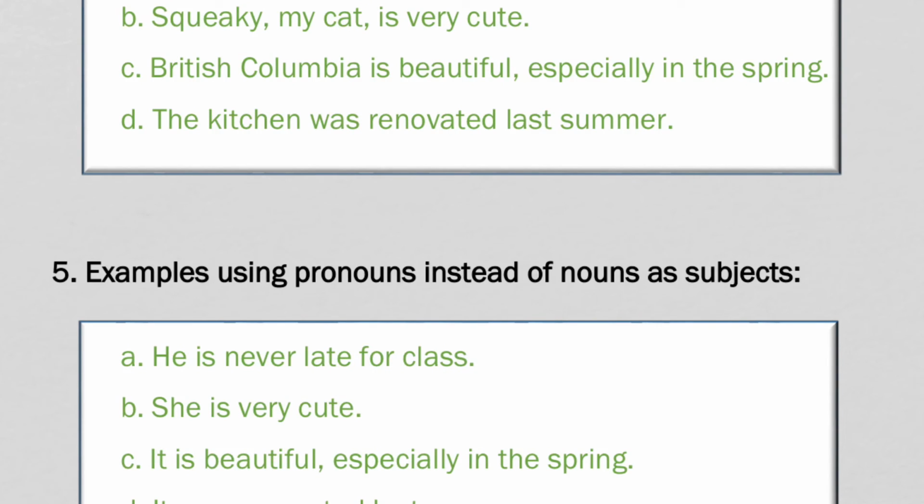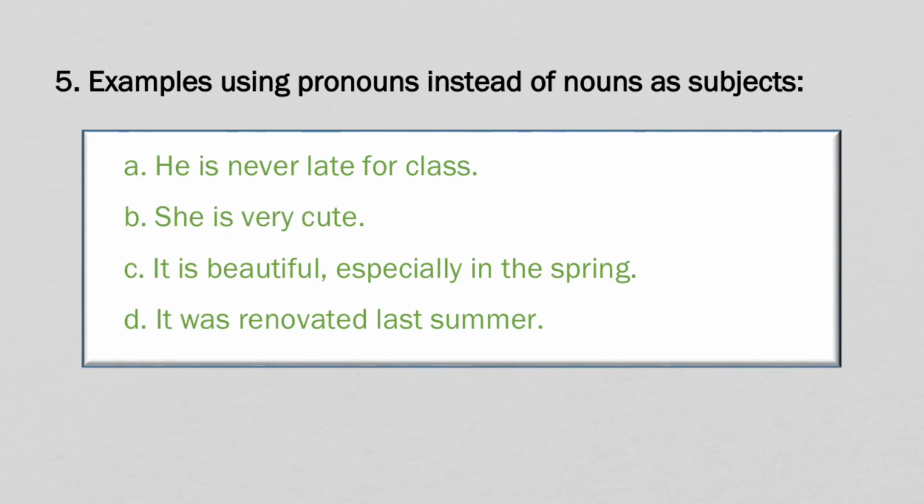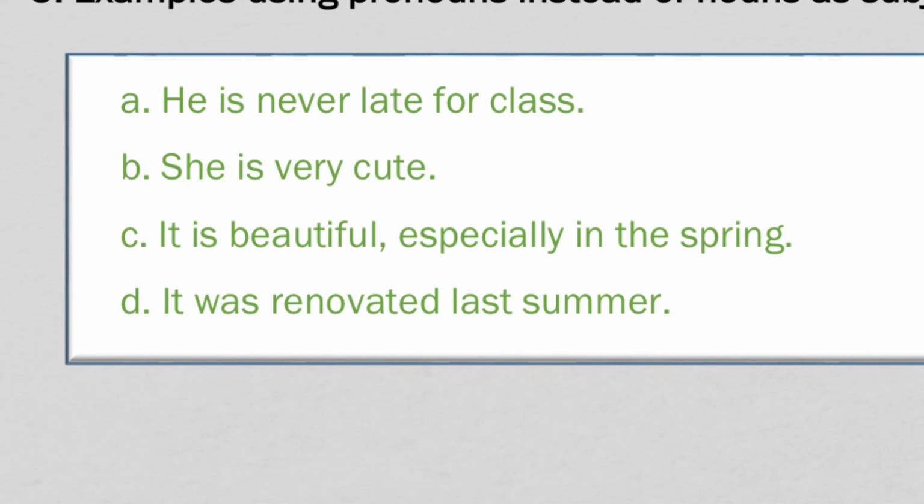Last one. The kitchen was renovated last summer. If we use the kitchen, then the kitchen is our noun, and summer is another noun. Summer is a thing. But if we said it was renovated last summer, then we only have one noun, which is summer. And again, the word it is a pronoun.